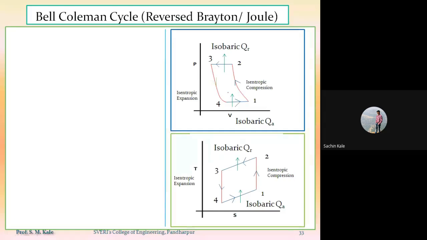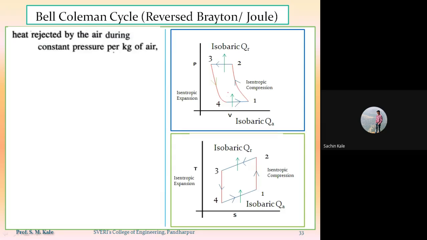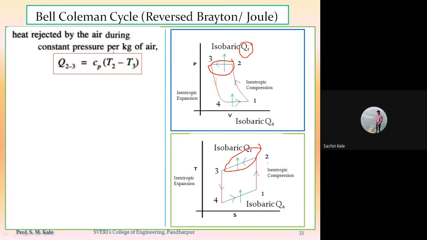Now I have to calculate the value of COP. For calculation of COP, first of all I will calculate the value of heat rejected by the air per kg, during the constant pressure process. That means during process 2 to 3, how much heat is being rejected. That amount of heat rejected during process 2 to 3 will be calculated using the formula Cp into delta T. Delta T is nothing but T2 minus T3.